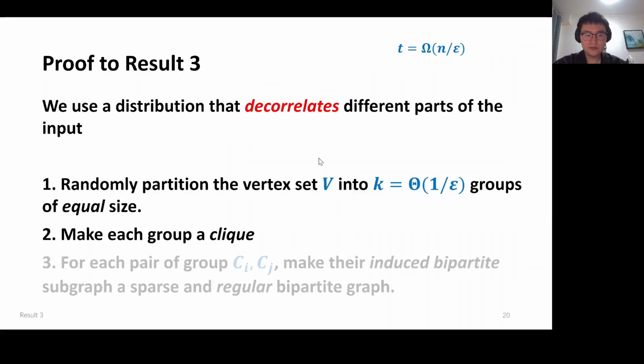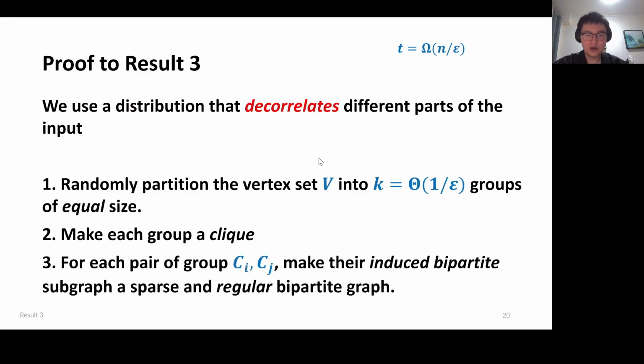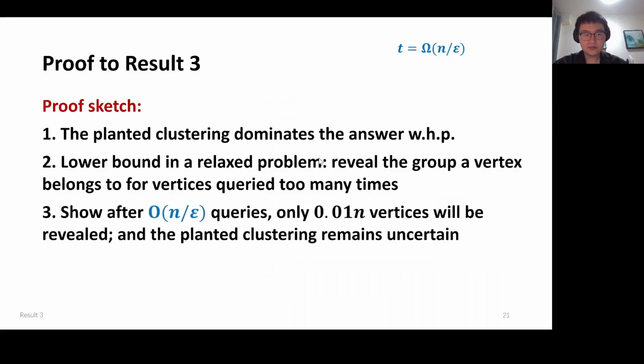So to that end, we use a distribution that decorrelates different parts of the input. Specifically, we randomly partition the vertices. Here is the input distribution. We randomly partition the vertex set V into about 1 over epsilon groups of equal size, and we make each group a clique. For each pair of groups, we make their induced bipartite graph a sparse and regular bipartite graph. Intuitively, this graph is constructed in a way that each vertex has many redundant neighbors, and algorithms can learn nothing from the degrees of the vertices because the graph is regular. In addition, the correlation clustering is dominated by the planted clustering.